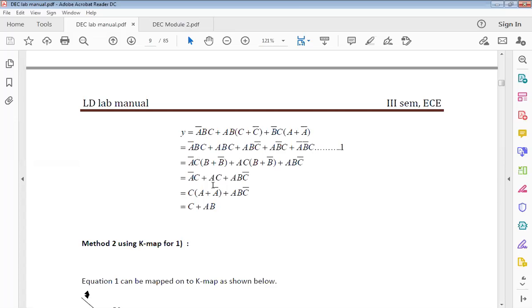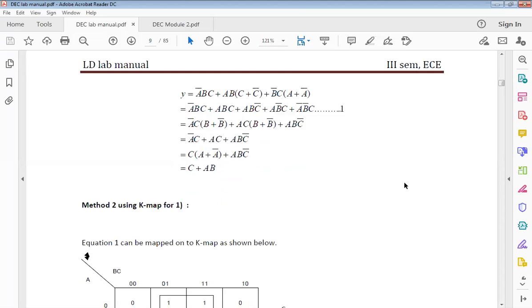Then similarly AC plus this part becomes 1, right? Then again here AC plus ABC bar. Now here if you can see I have C as common, then A and A bar go off, and plus ABC, so it becomes C plus ABC bar. Now using my absorption law, my distributive law, this becomes C plus AB, right?